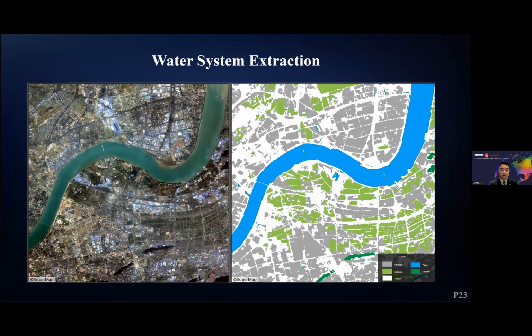So here, before we build this one map, we also provide some options for you to extract the data automatically. So this is an effect you can see. We can extract the water system from the satellite imagery, and then you can get the water system area or other, like the farmland area.